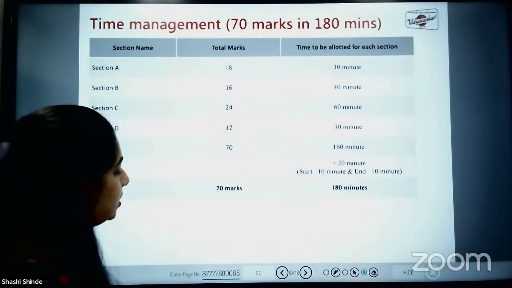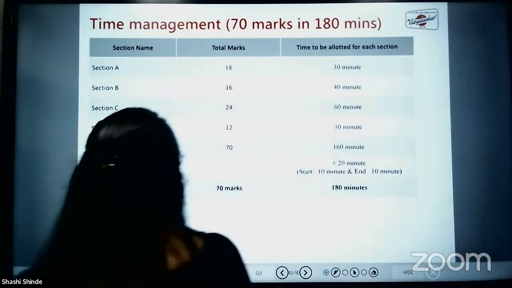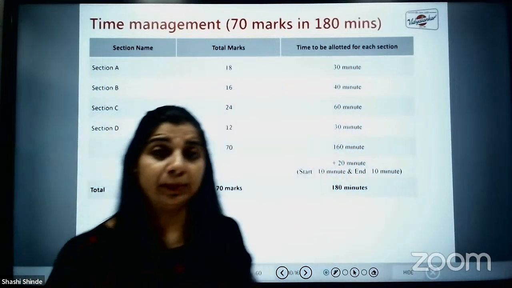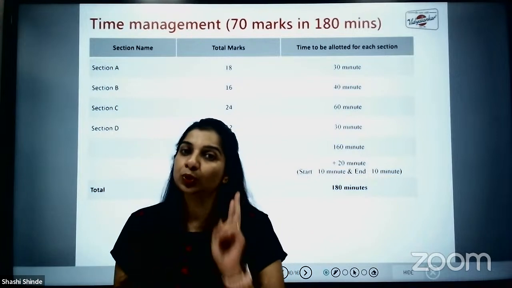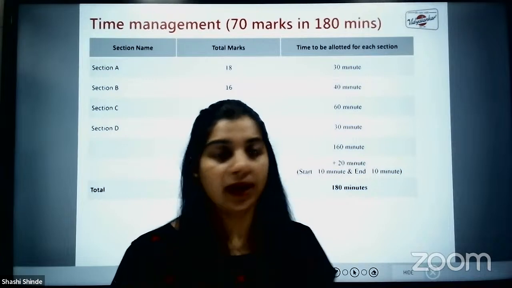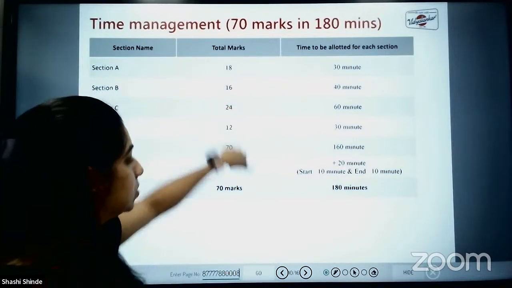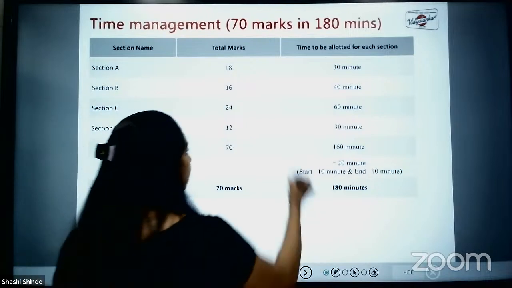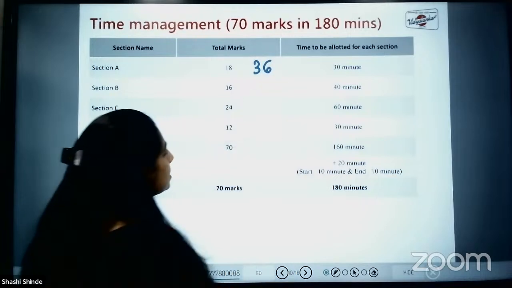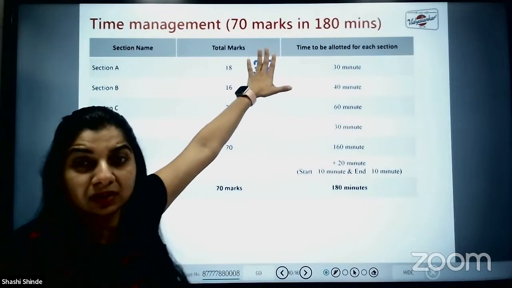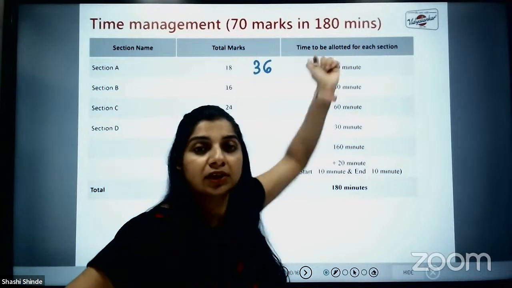So what I feel is our paper is of 70 marks and we have a total of 180 minutes for that. So let us give 2 minutes per mark, right? So we have section A for 18 marks. 18 twos are 36. Fine. So 18 twos are 36 minutes. So instead of using 36 minutes, we will try to finish our section A in 30 minutes.